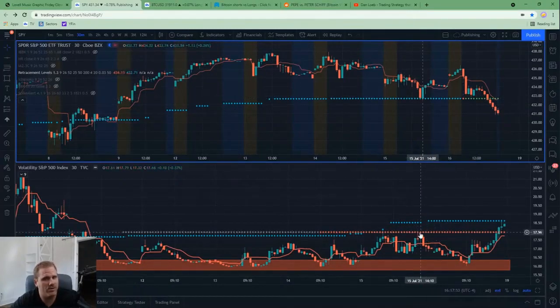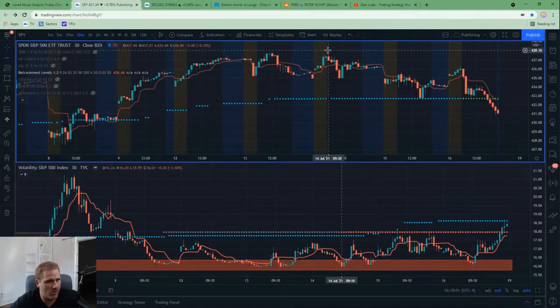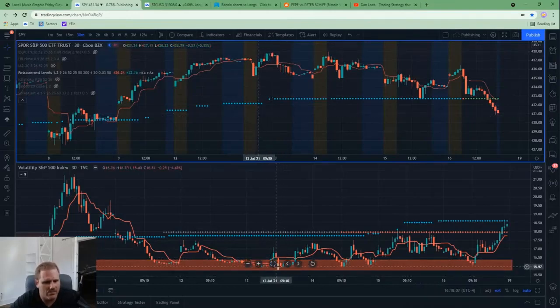That's pretty cool. And you'll see that at the times where it hit the level, the last all-time high, VIX hit 16. That was on the 14th of July. Then again, the all-time high before that, on the 13th, was where VIX was bouncing up against this support.